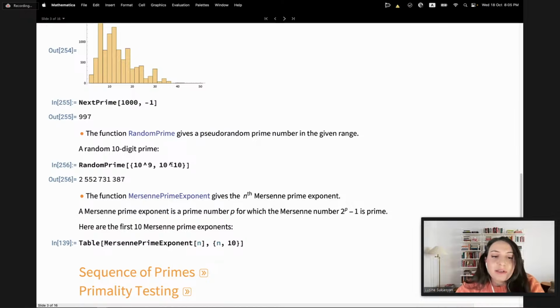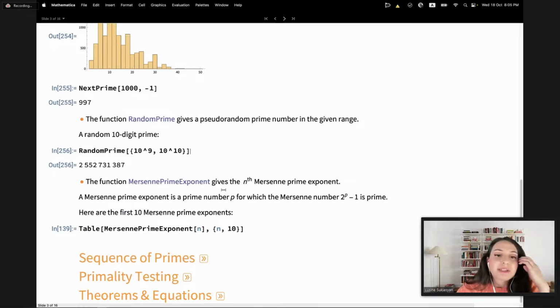The next function in this category is the function MersennePrimeExponent, which gives you the nth Mersenne prime exponent. So what is it? A Mersenne prime exponent is a prime number p for which the Mersenne number 2^p - 1 is prime. For example, we can find the first 10 Mersenne prime exponents by doing this.